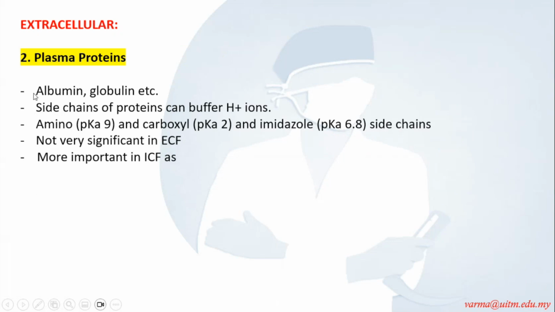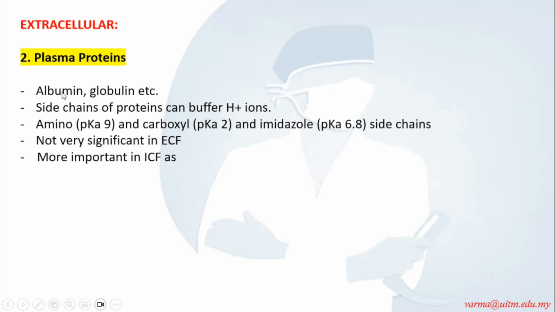Next, extracellular: the number one is plasma protein. You have to give a few examples, albumin and globulin. How do they buffer? Because the side chains of all these proteins can buffer the hydrogen ion. The side chains can be amino, carboxyl or imidazole. Each of them has a certain pKa: pKa 9, pKa 2, pKa 6.8.